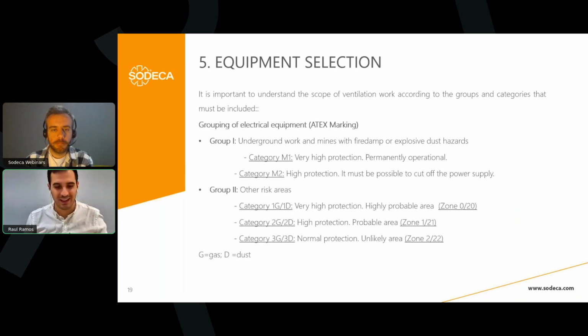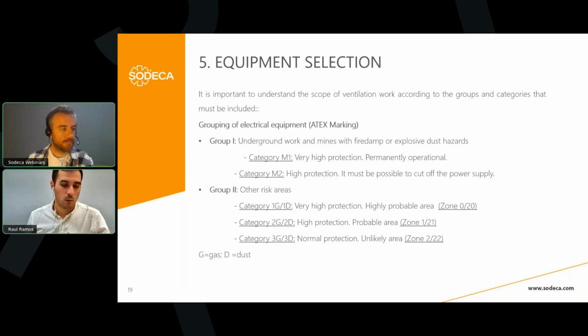But last but not the least, we have the equipment selection, which I think is the most tricky part of this learning. Why? Because it's important to understand the scope of ventilation according to different groups. Here we have two different markings that are in all ATEX equipment. First of all, we have the ATEX marking, which is as per directive of the European Union number 2014/34. And then we have the EN marking that we provide by the standard.